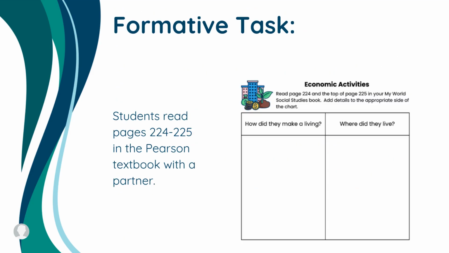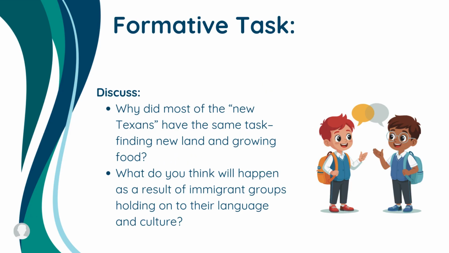For the next formative task, students will read a couple pages in their textbook and then complete a chart. They can do this in partners, and they need to add details to the appropriate side of the chart based on the reading. So then the class will have a discussion about the charts and what should be on those charts, and then ask some more questions.